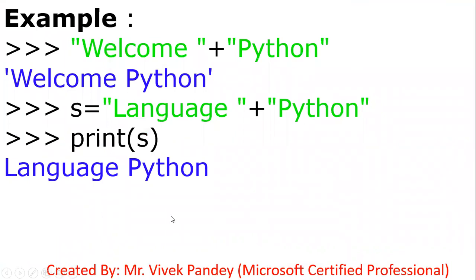See in the example, we are combining two strings, welcome and Python, by using the concatenation operator plus. In the second example, we are concatenating two strings, language and Python, by using the concatenation operator plus.